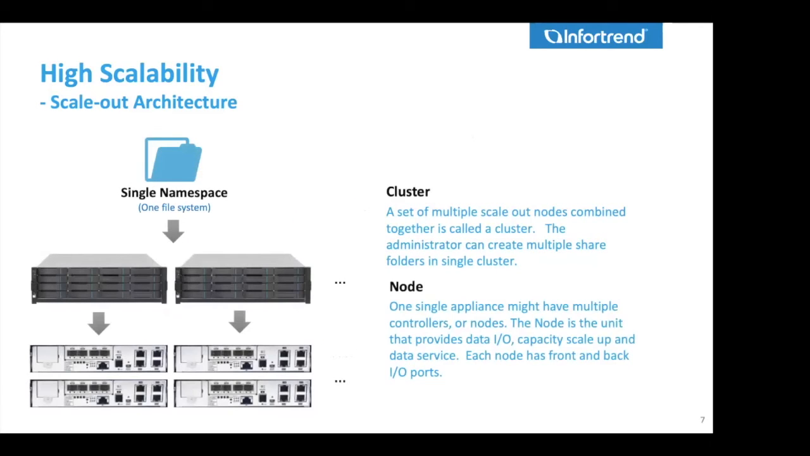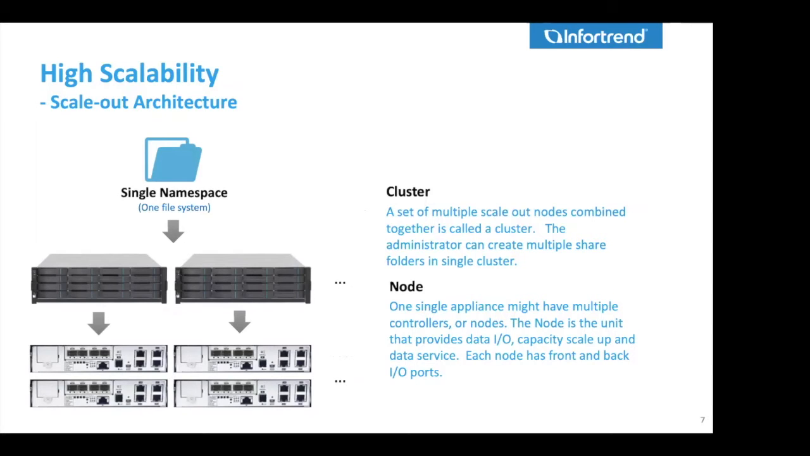For those of you not so familiar with scale-out architecture, here's a quick slide to go through it. Typically with a scale-out architecture, you have a single namespace, which is one file system. That file system is made up of a cluster, and that cluster is a set of multiple nodes, which provide the I/O and the disk. So the node is the unit that provides the data I/O, capacity, scale-out, and data services.